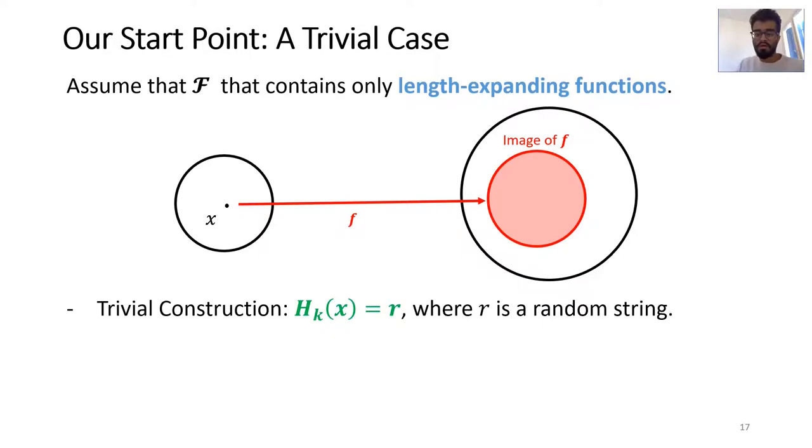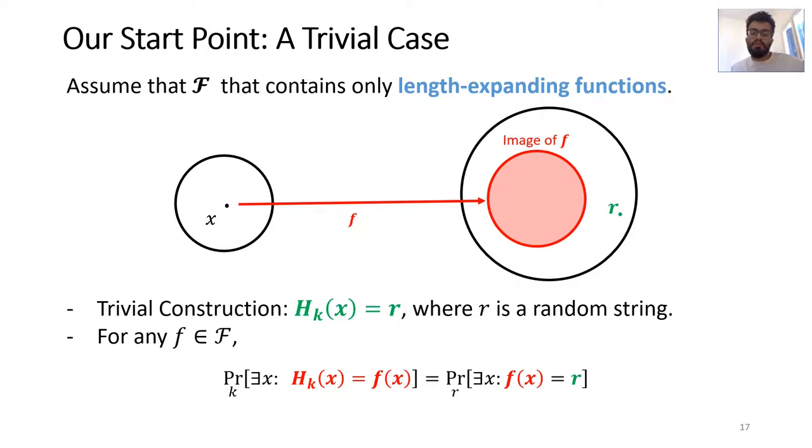random vector r in the hash key and outputs it regardless of the value of x. So notice that once we fix a hash key, then our hash function is constant. So what happens now? For every function in the class, the probability that there exists a correlation is equal to the probability that r is even in the image of F.